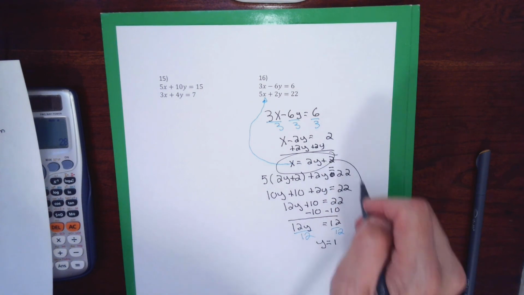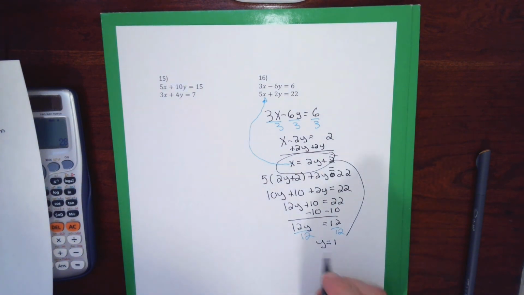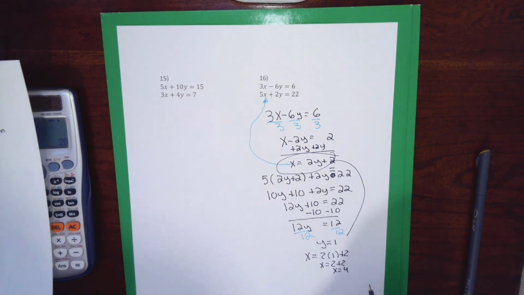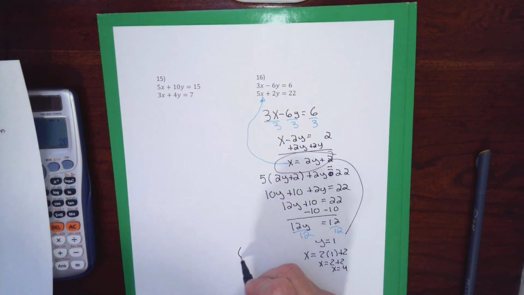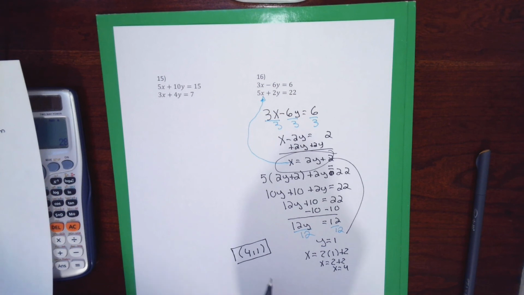I'm going to substitute into that equation to solve for x. I'm going to go x equals 2 times y plus 2. That gives me x equals 2 plus 2, which gives me x equal to 4. I claim the answer to number 16 is the point (4, 1). I could check it. I have answers at my fingertips, and that is the right answer. I'm going to save the time and not check it.